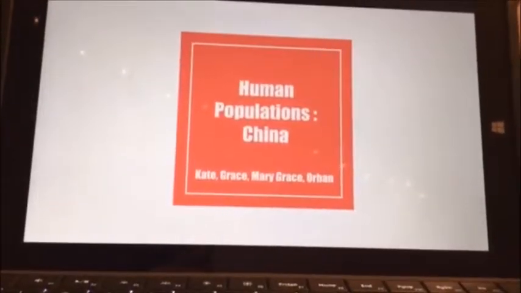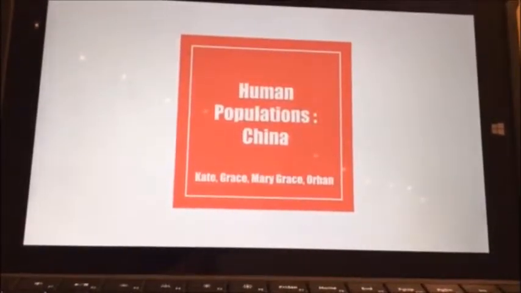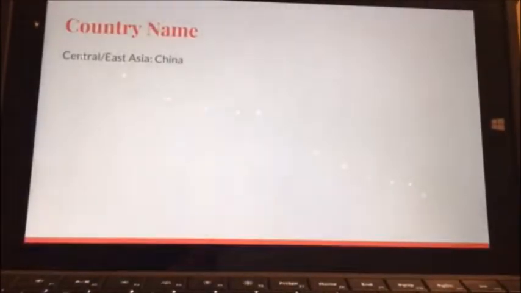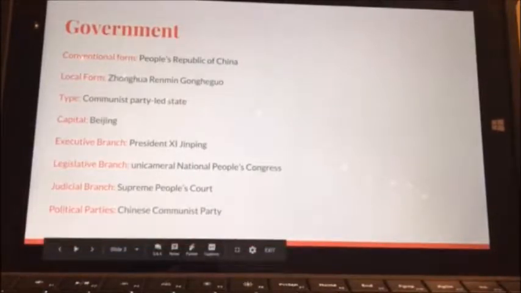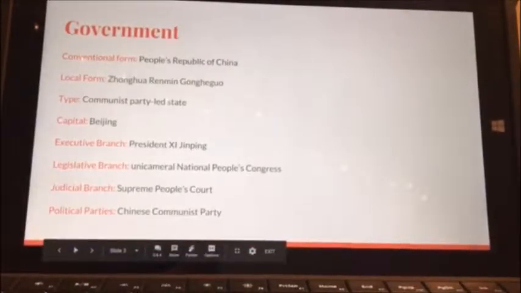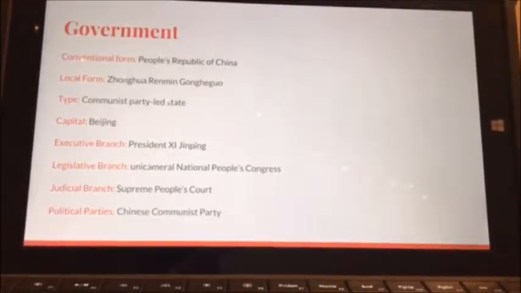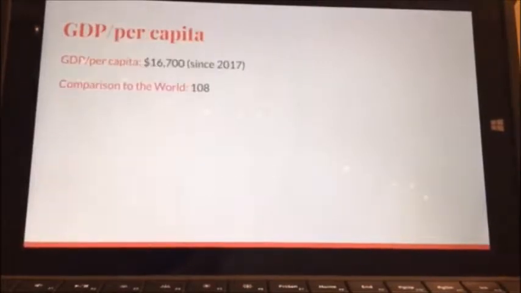All right, this is our human populations presentation by Kate, Grace, Mary Grace, and Orhan. Our country name is China. The government is the People's Republic of China. It is a Communist Party-led state, and the main political party you'll see is the Chinese Communist Party.